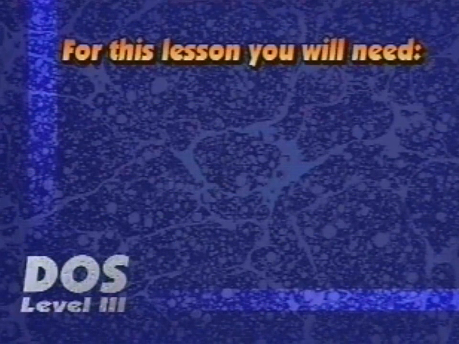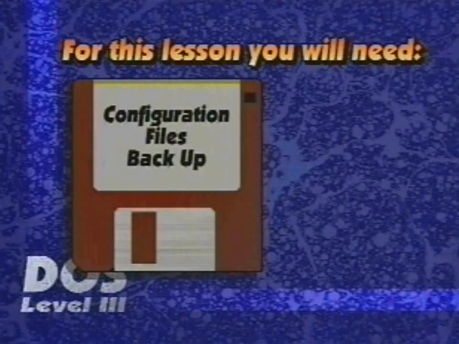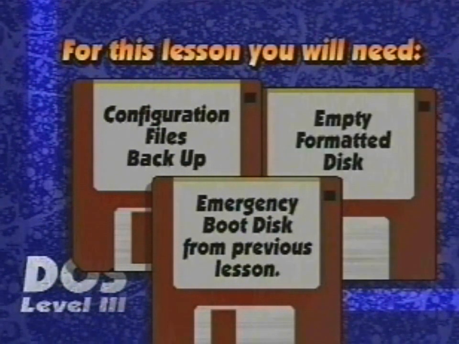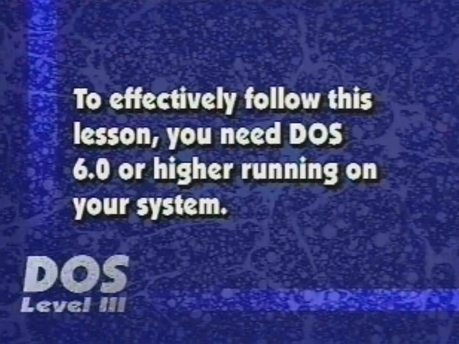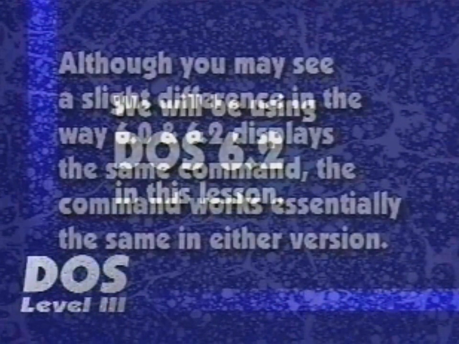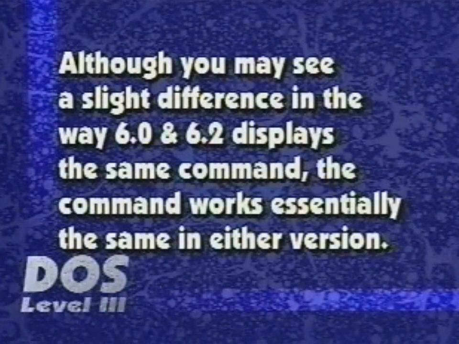Before starting this lesson, you should have a safe backup copy of your configuration files. If you have your emergency boot disk from the previous lesson, you can use that. If not, you'll need an empty formatted disk on hand so you can make a backup disk that will include your current AutoExec.bat and Config.sys files. To effectively follow this lesson, you need DOS 6.0 or higher running on your system. The commands seen in this lesson are the product of DOS 6.2. Although you may see a slight difference in the way 6.0 and 6.2 display the same command, the command works essentially the same in either version.